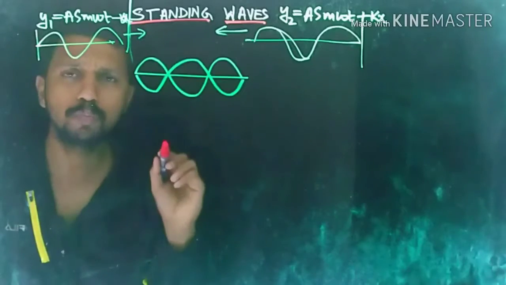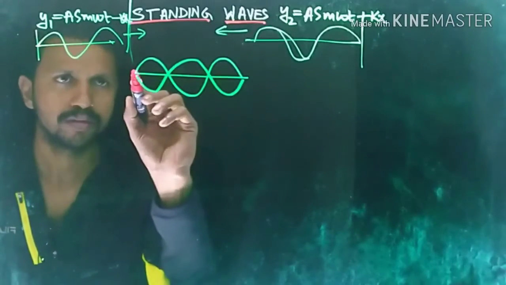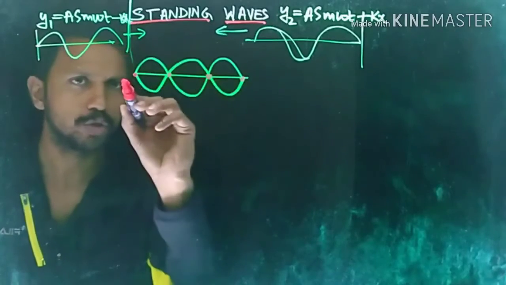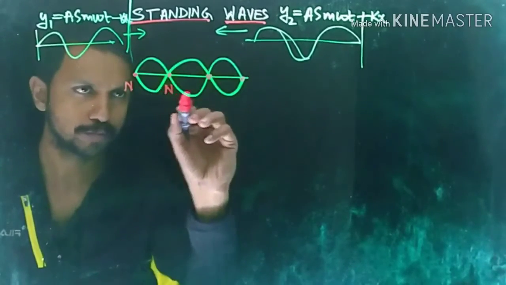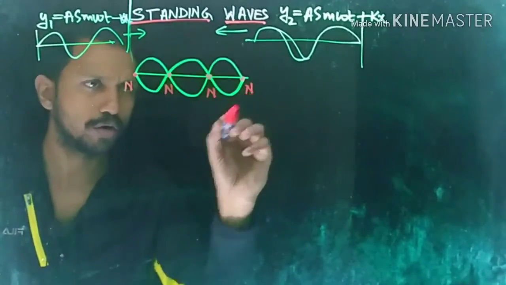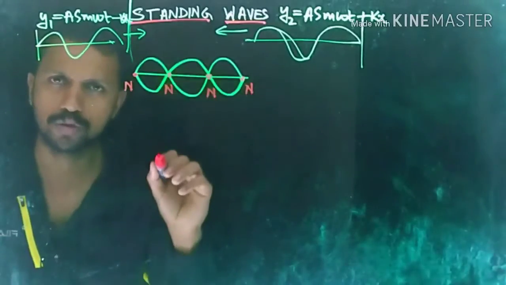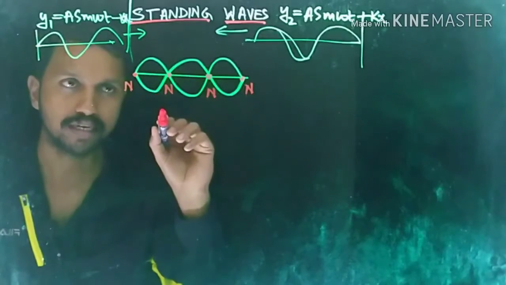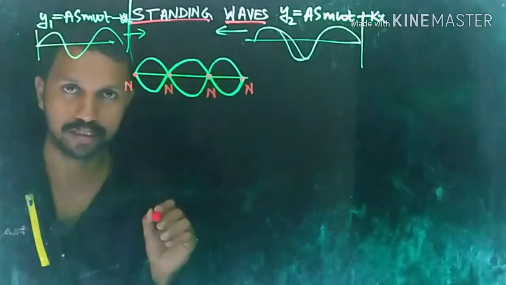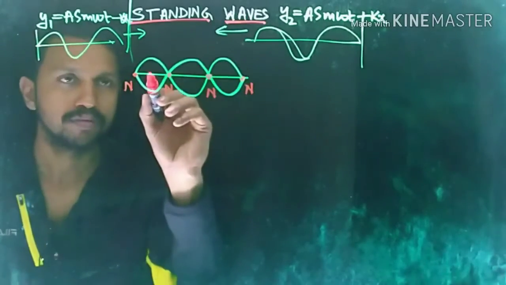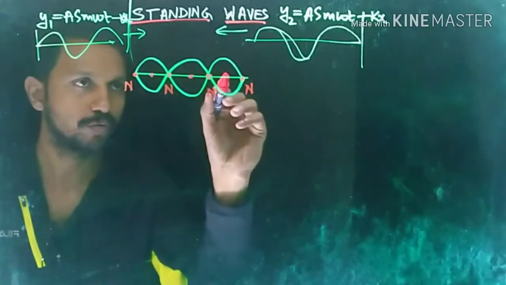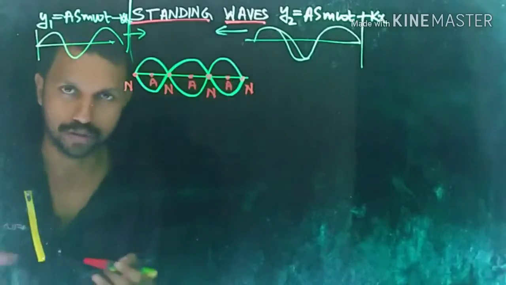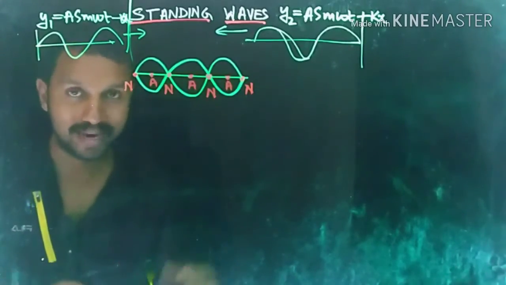And there are two kinds of points on the standing wave. These points on the standing wave are called nodes, because nodes are the points on the standing wave where the vibration is minimum. The point on the standing wave where the vibration is minimum is called a node. And these points on the standing wave are called antinodes. Antinodes are the points on the standing wave where the vibration is maximum.